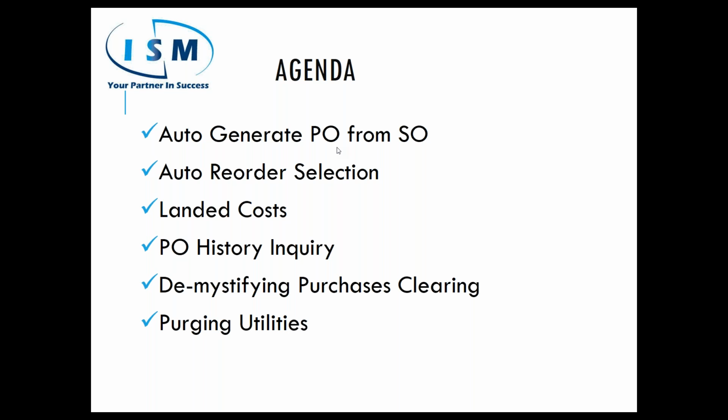Then we're going to briefly go over purchases clearing, how it works and functions in the system, why things show up in the purchases clearing, and how the purchases clearing report works. And then I'm going to take you through the purging utilities in Sage for purchasing, which let you clean up your purchase order data and make it more streamlined, purging out a lot of the open data just sitting out there in the system. So with that, I'm going to go ahead and get started.